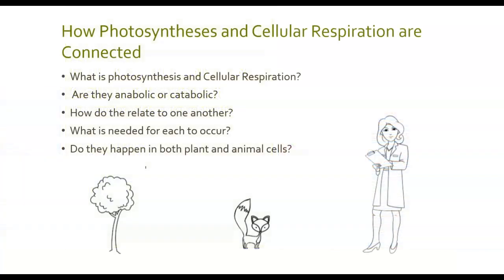So today we're going to go over how photosynthesis and cellular respiration are connected. We'll look at whether or not they're anabolic or catabolic, how they relate to one another, what's needed for each one to occur, and do both processes happen in plant cells and animal cells, or just one process per cell type.